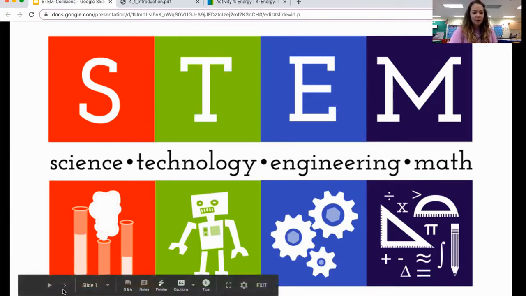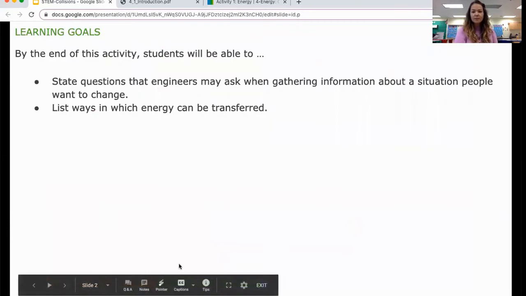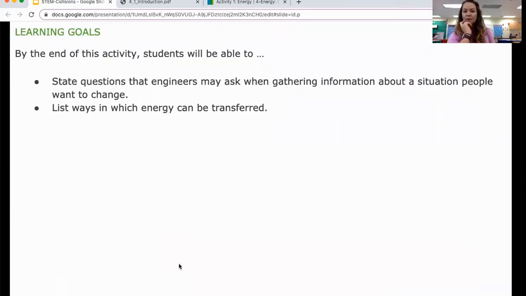Okay, so some things we'd like to talk about to start. While we're learning together, I want you to be thinking about some learning goals that I have for you. And there's two of them. By the end of our time together, I would like for you to be able to state questions that engineers may ask when gathering information about a situation people want to change.